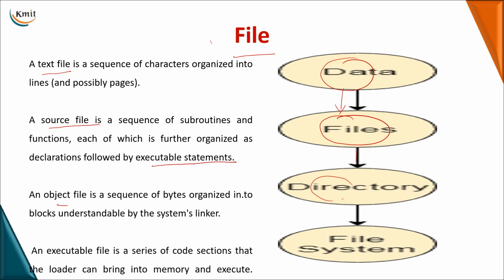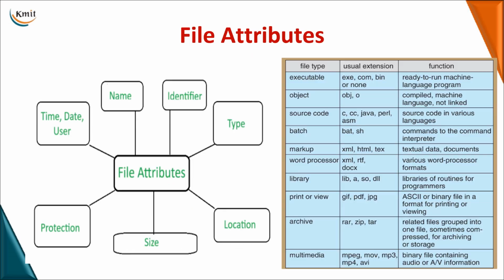And we have an object file. When you compile a particular source file, it will be converted to an object file, where instead of normal statements, we have a sequence of bytes. And when we finally execute this object file, we get an executable file, right? So these are the different types of files where you can store the data. Depending on the type of data you are organizing, you can categorize them as text, source, object, or executable.